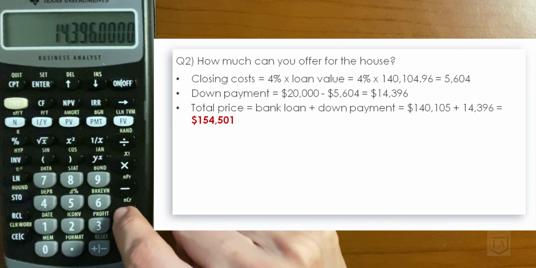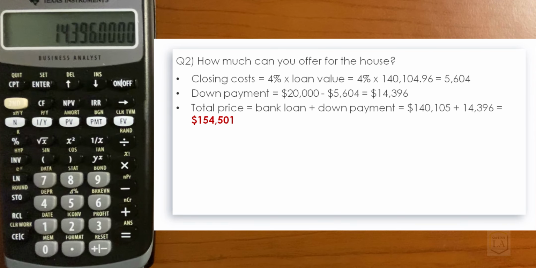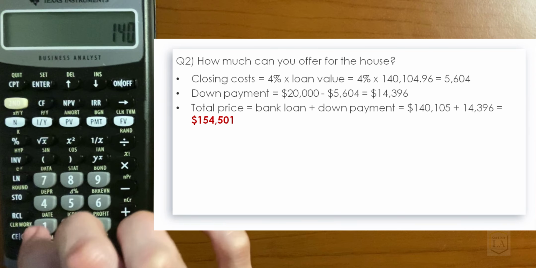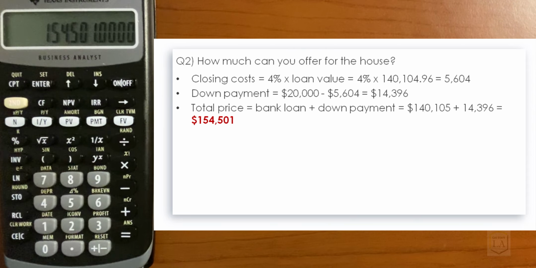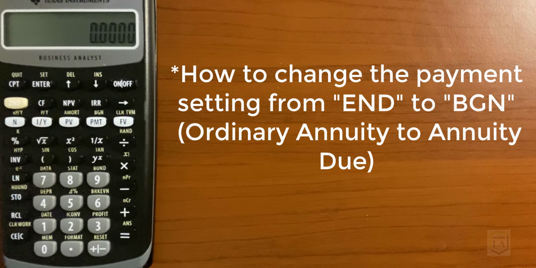And in addition to that, of course, the loan that you got from the bank, which is 140,105. So the sum of these two values will be available for you to use as your offer price. So the maximum price that you can offer for the house, the maximum price of the house that you can afford right now, would be $154,501. Now it's time to move on to the annuity due.